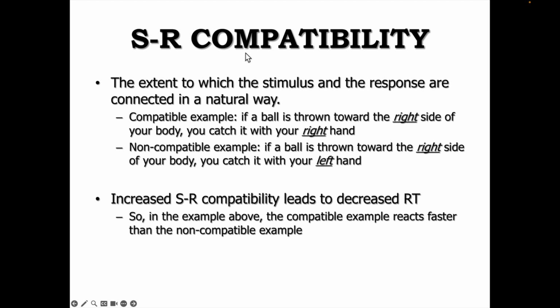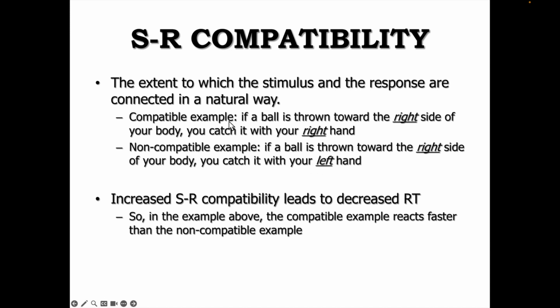Stimulus response compatibility is the extent to which the stimulus and response are connected in a natural way. Here's a compatible example. If a ball is thrown toward the right side of your body, it is compatible and natural that you would catch that ball with your right hand. A non-compatible example is if you throw that ball to the right side again, but you catch it with your left hand. That would be a non-compatible response.